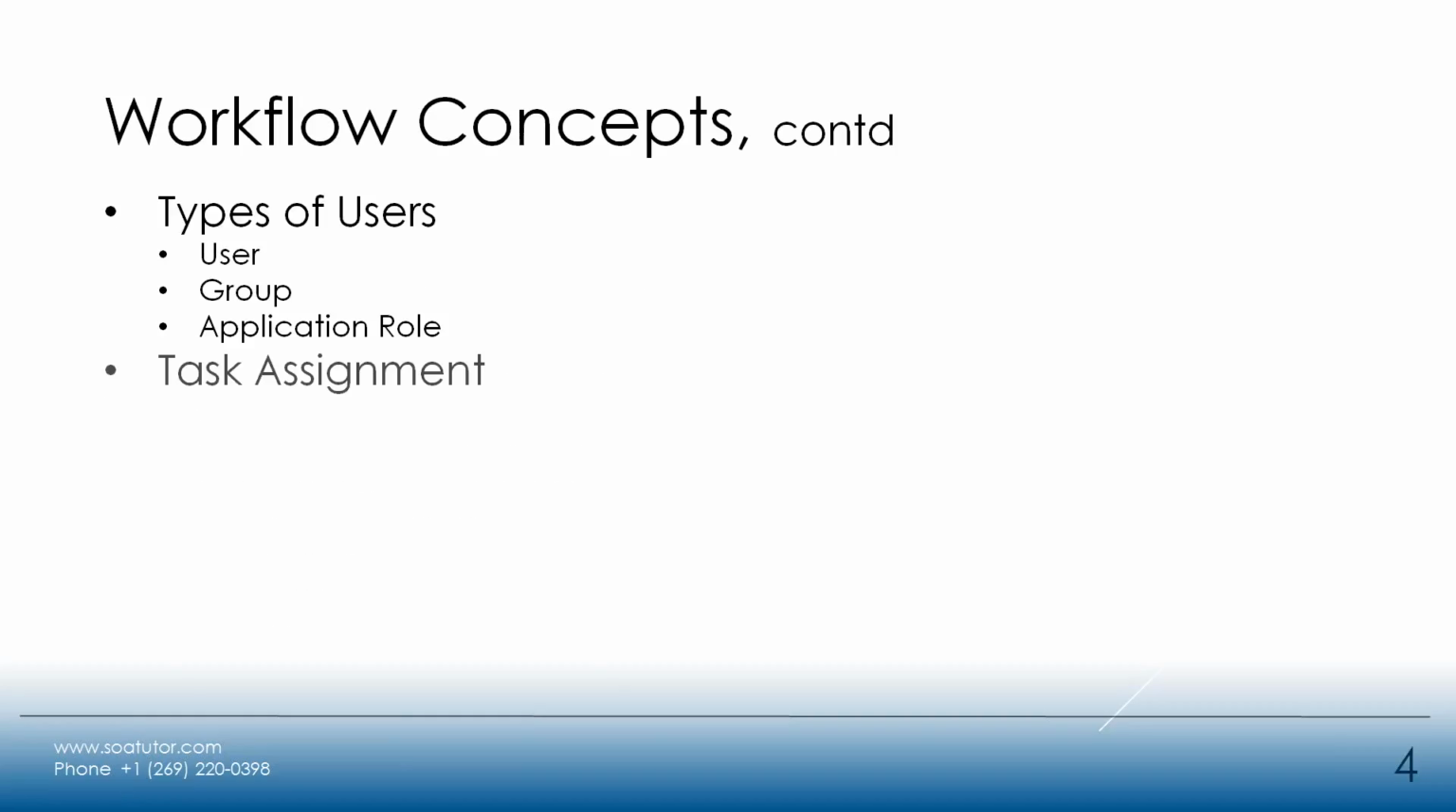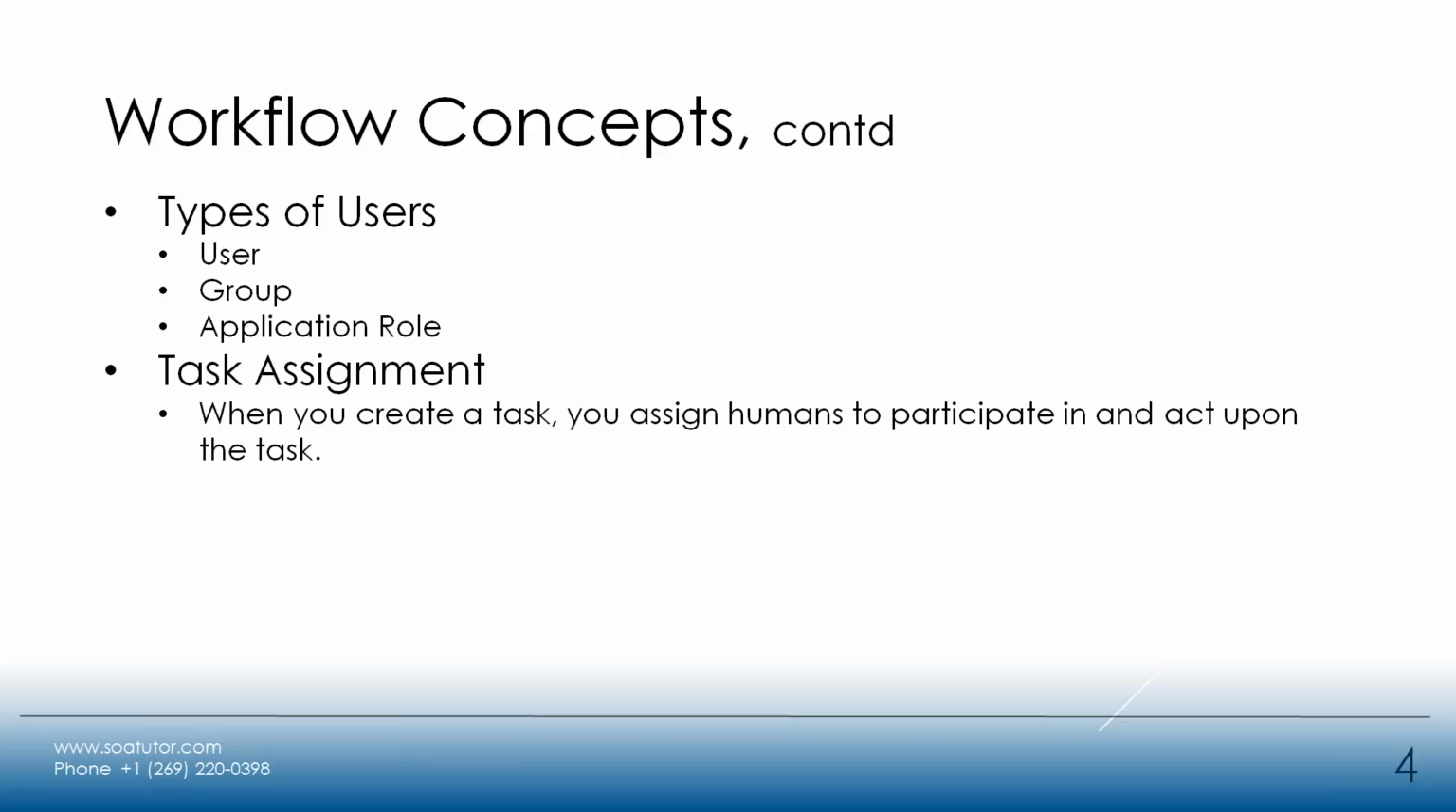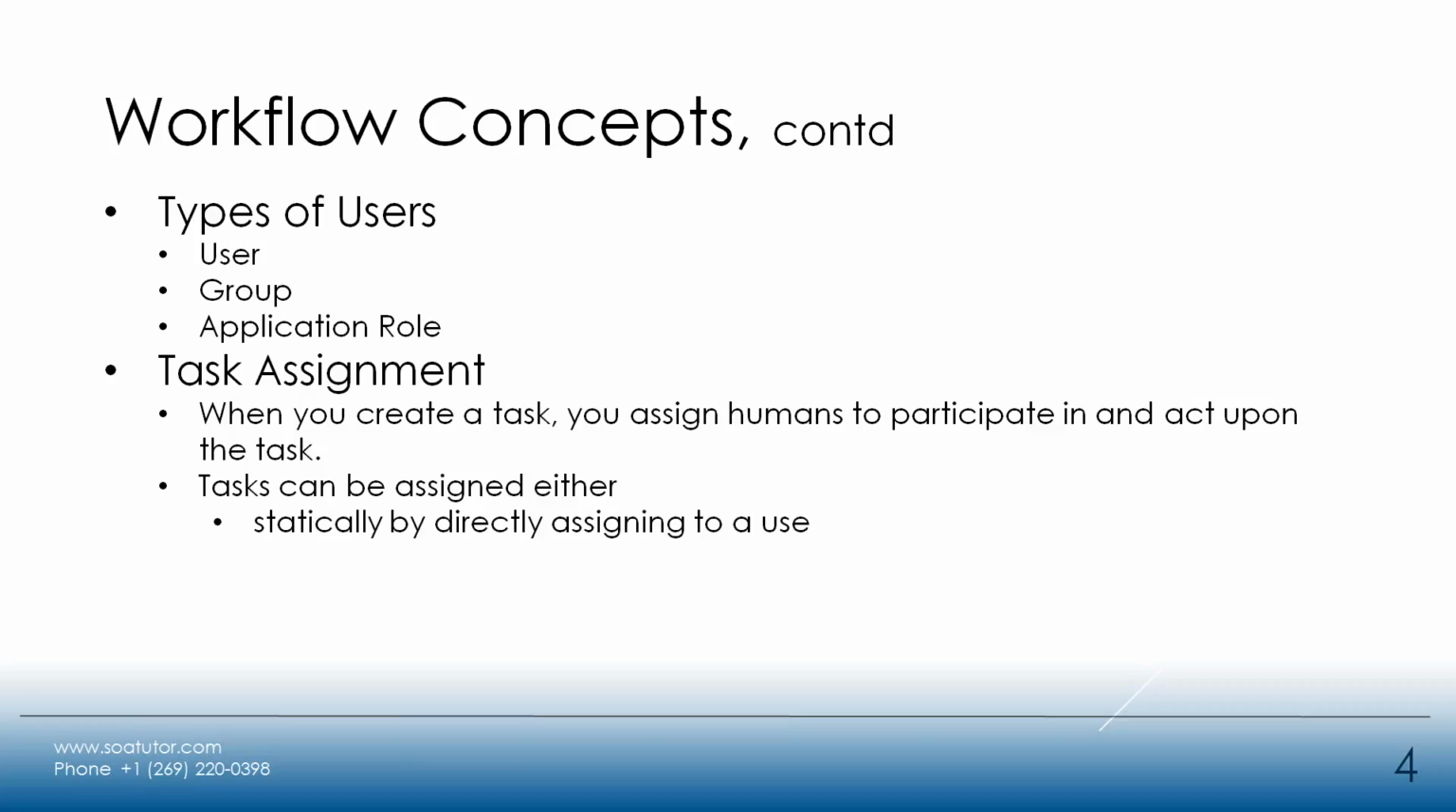We have seen what the types of users are. And then task assignment. Task is nothing but a unit of work, right? Your manager has to act on a task, and that task is basically to approve or reject in the expense reporting system. So that is a task. Task assignment is basically assigning people to a particular work. A task can be assigned statically, by directly assigning the name to a user. This is user.